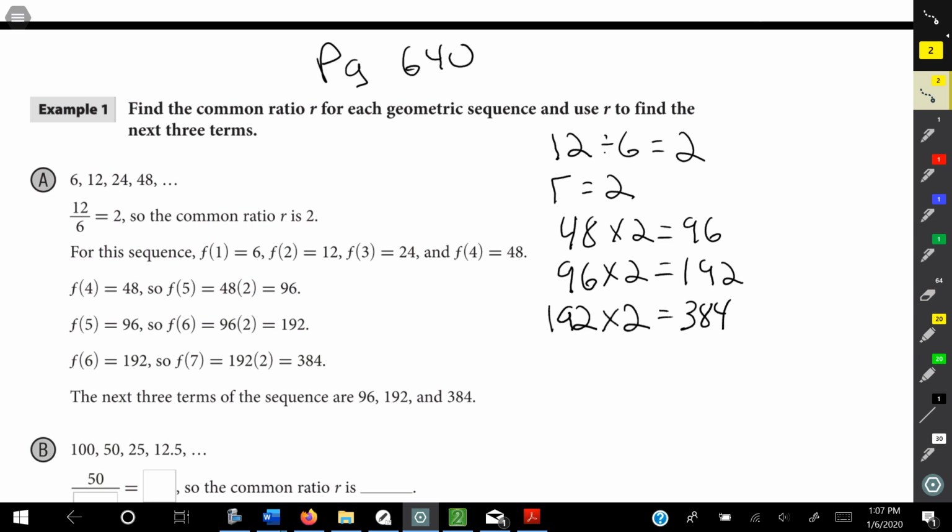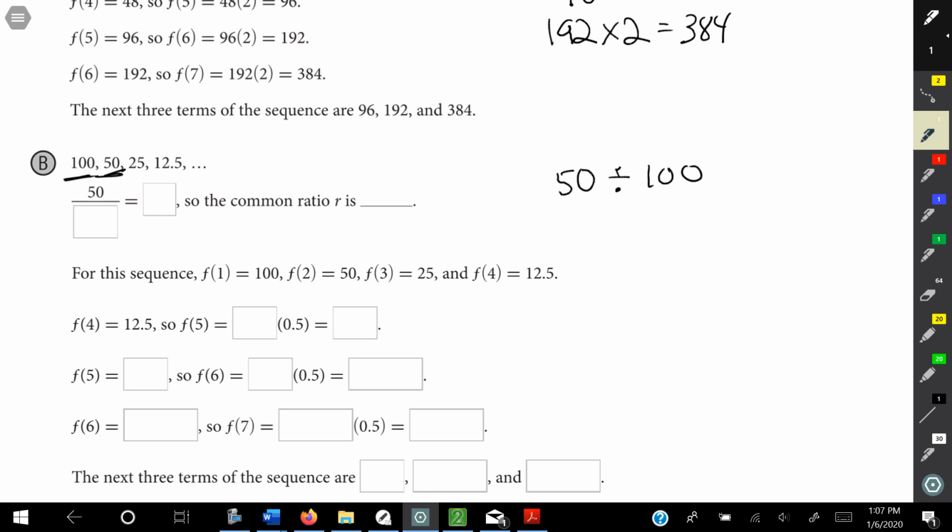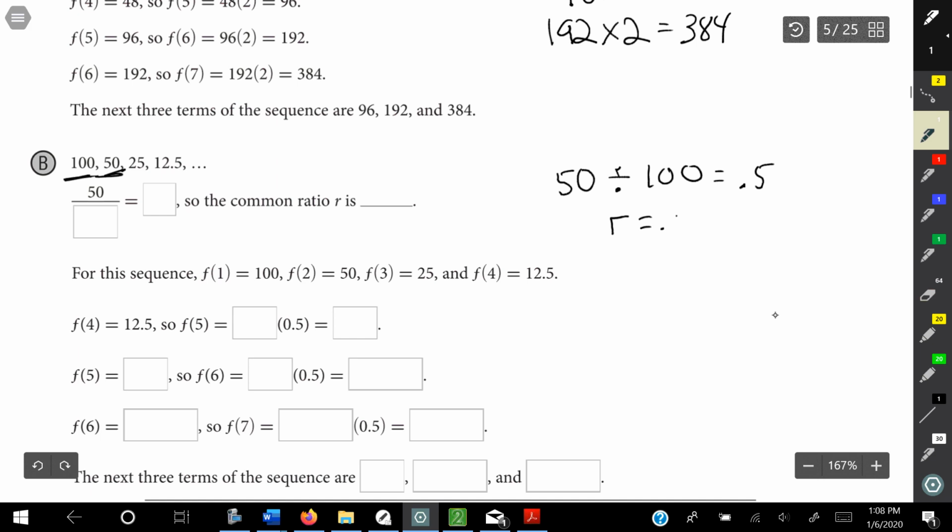All right, let's take a look at another example. I've got a lot of boxes here, but I'm going to do the exact same thing we did on the first problem. You're going to take the second term, which is 50, and divide it by the first term, which is 100. That's going to give me a fraction. Don't worry about dividing the bigger by the smaller. Do the second by the first. Once you do that, you're going to end up with 0.5 or 1/2. So our common ratio is equal to 0.5.